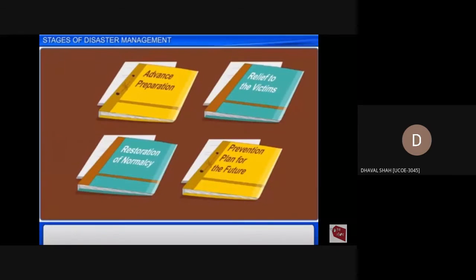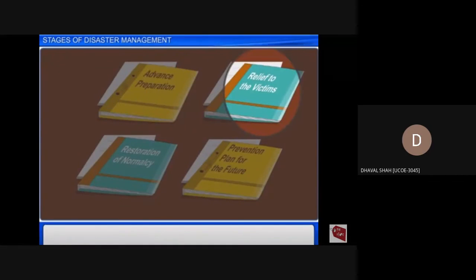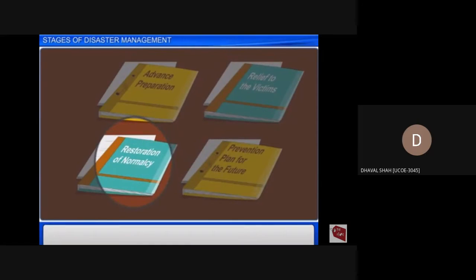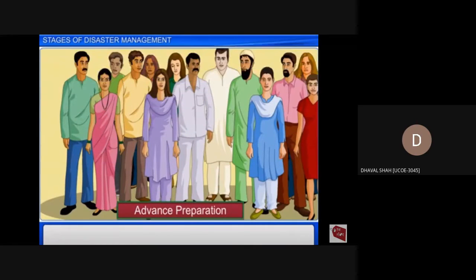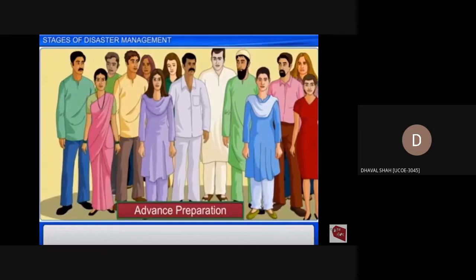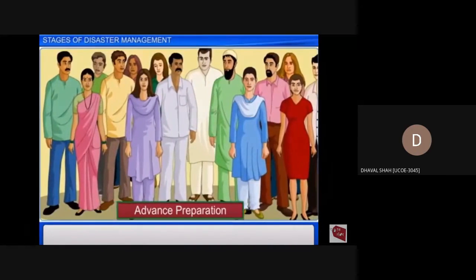To effectively deal with disaster in all its stages, disaster management is broken down into 4 important stages. These are advanced preparation, relief to the victims, restoration of normalcy, and prevention plan for the future. Let's discuss each of these stages in detail. Making advanced preparation involves educating the people about such occurrences and making adequate plans so that they are ready to manage the situation when disaster strikes.